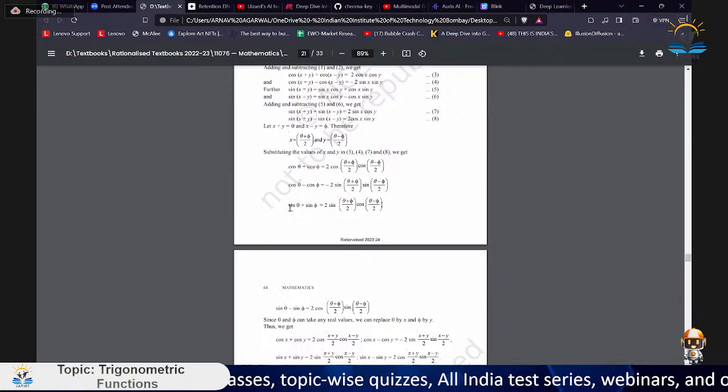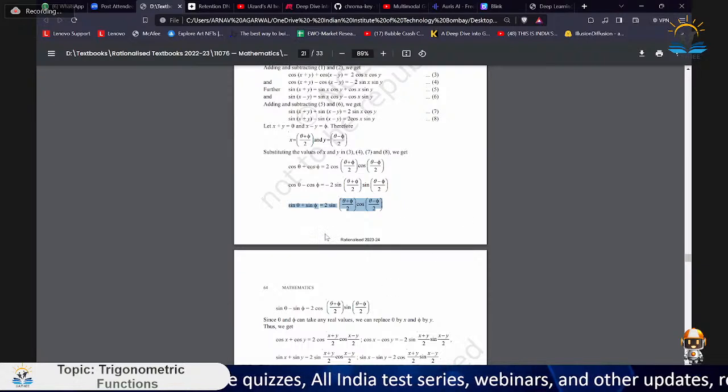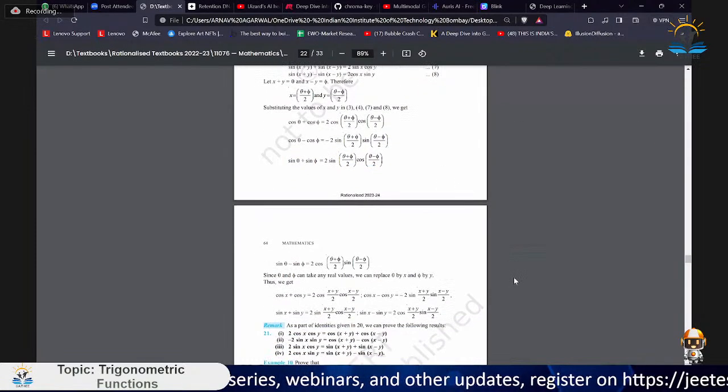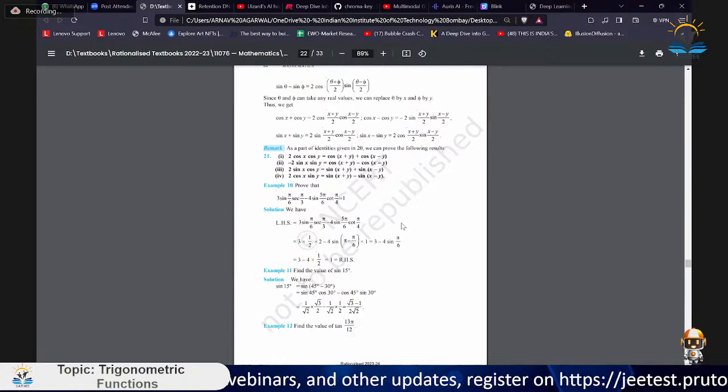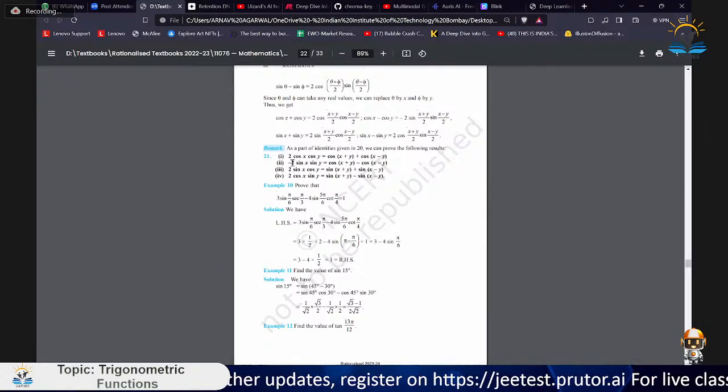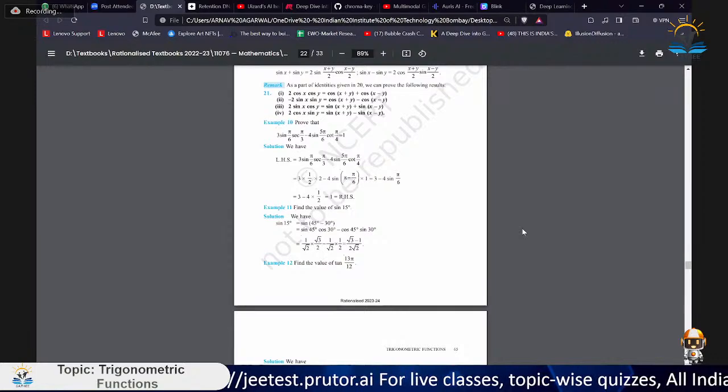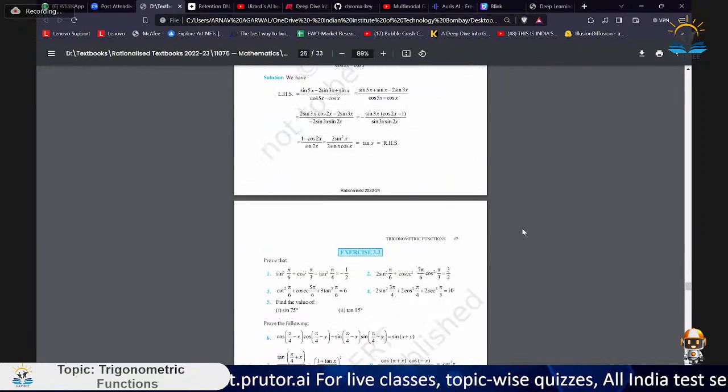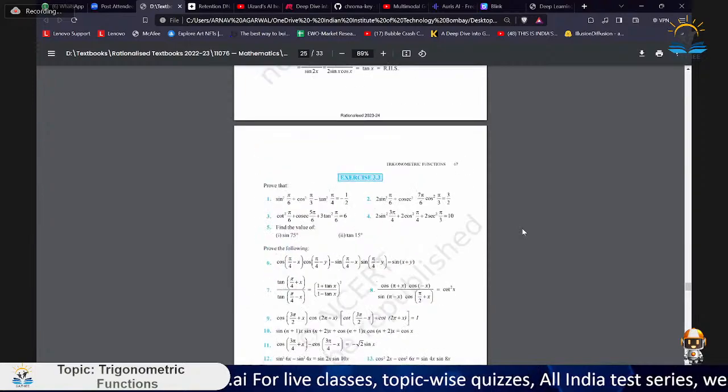JEE-Main is not going to ask you this identity as it is, like what is the value of this? They're going to frame a question in such a way where you have to use this as a step in the solution. So I would suggest do as many questions as you can where these properties are getting used. And I'm pretty sure that you will remember these identities after solving them. Yeah. These two things were most important in this chapter.